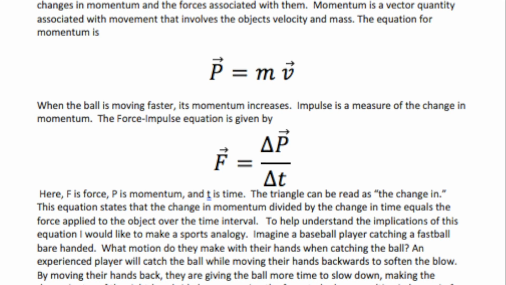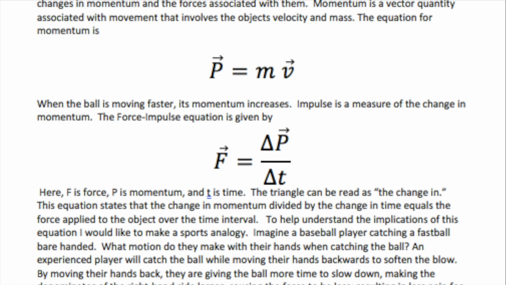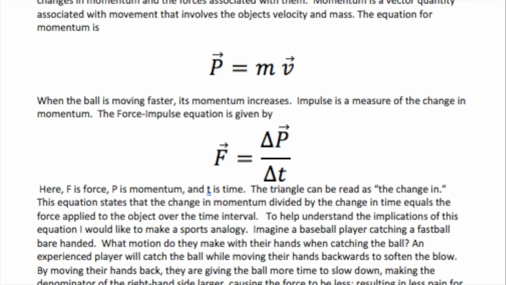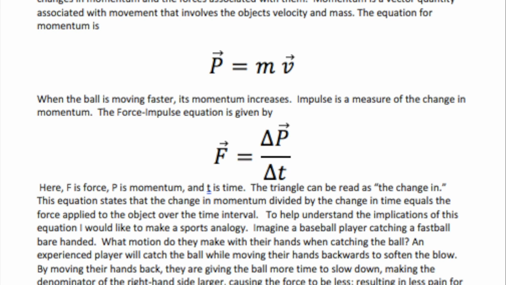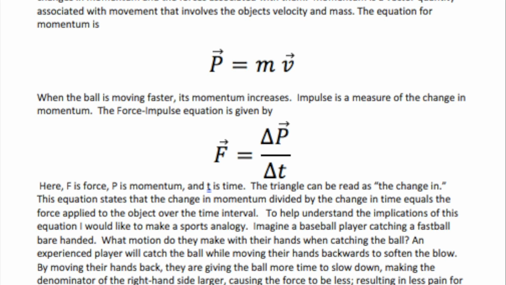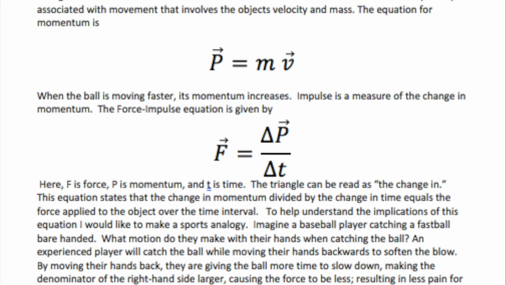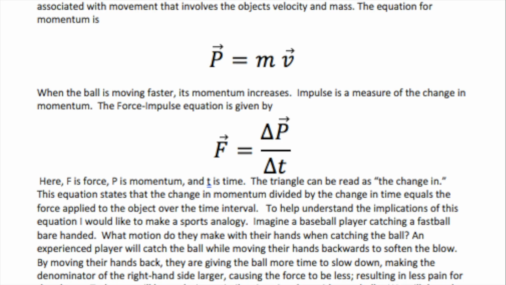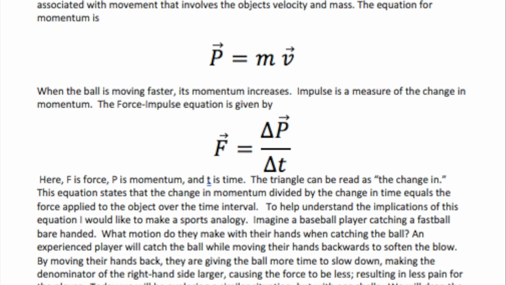Now, what's super important for this equation is that it is describing collisions. The force is the force acting on the object. Delta P is the change in the object's momentum during the collision, and t is the time the collision takes, how long the collision takes place, how long those objects are touching.